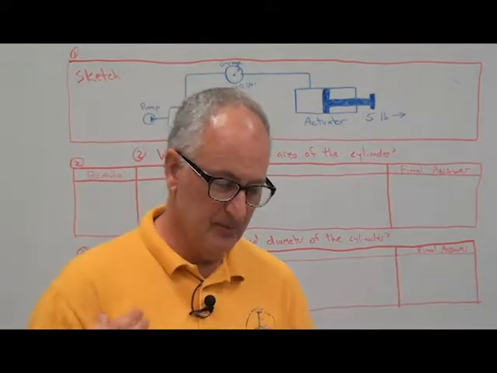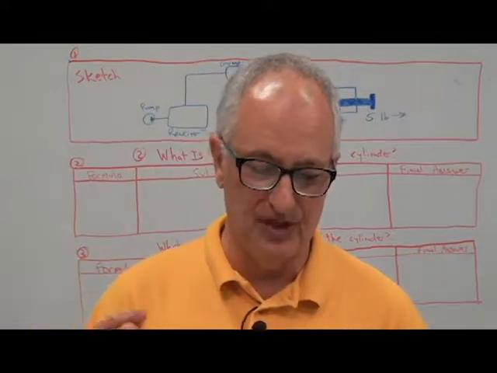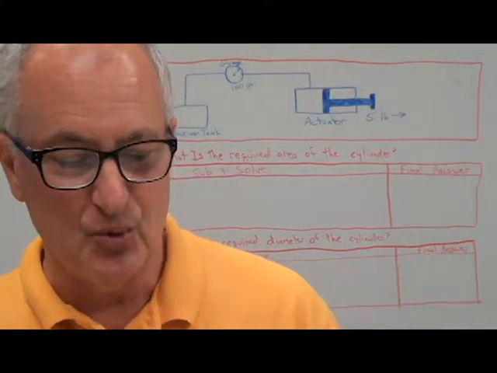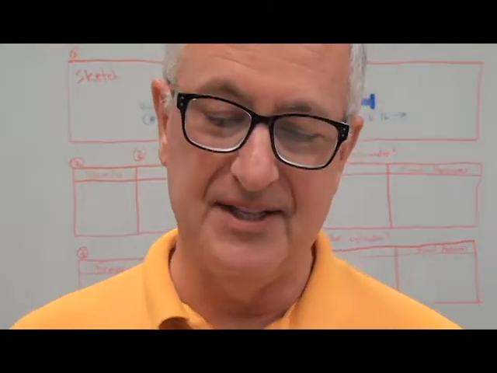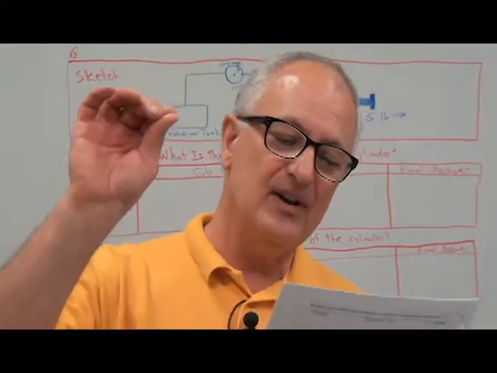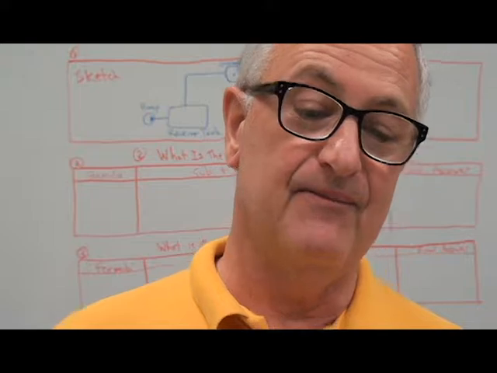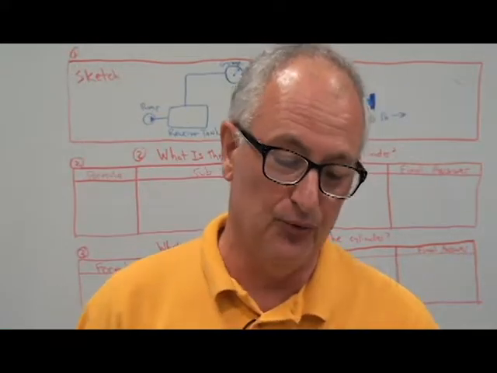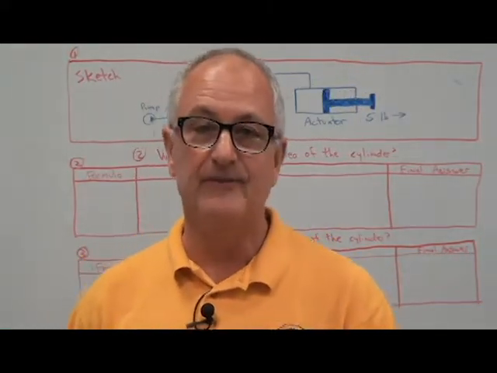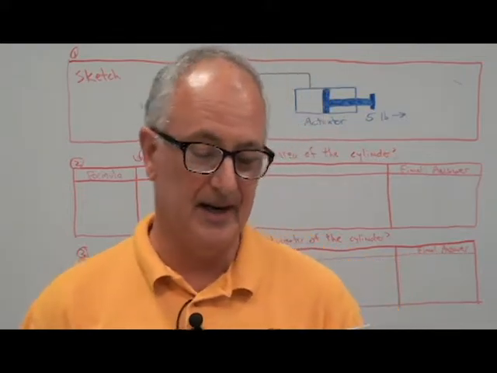So it says, problem number 1, a pneumatic system is producing 100 pounds per square inch of gauge pressure. A cylinder is needed to press an adhesive label gently onto a product. It has been determined that 5 pounds of force is the optimal force to complete the task. First thing you need to do is sketch your schematic. So what do we know?